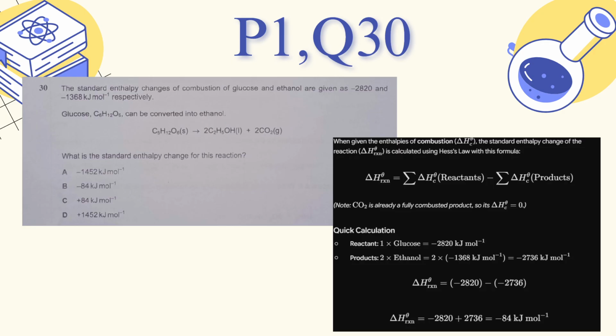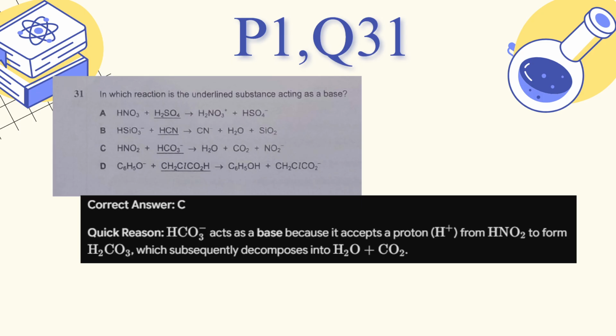The answer is B. In which reaction is the underlined substance acting as a base? Of course, it was C. In C, HCO3⁻ acts as a base because it accepts a proton from HNO2 to form H2CO3, which subsequently decomposes into water plus carbon dioxide.